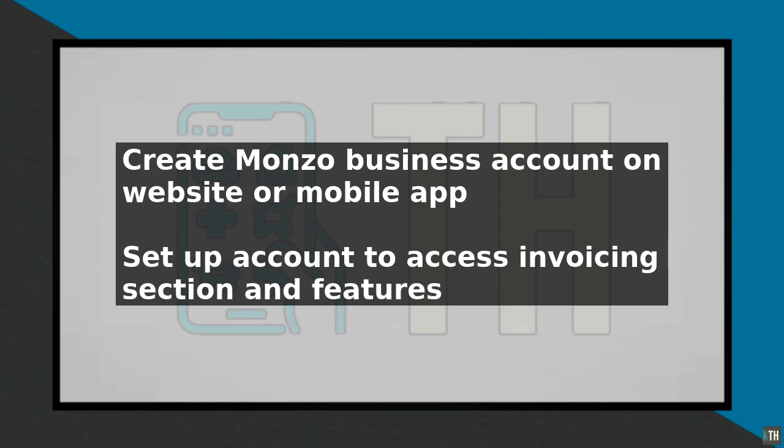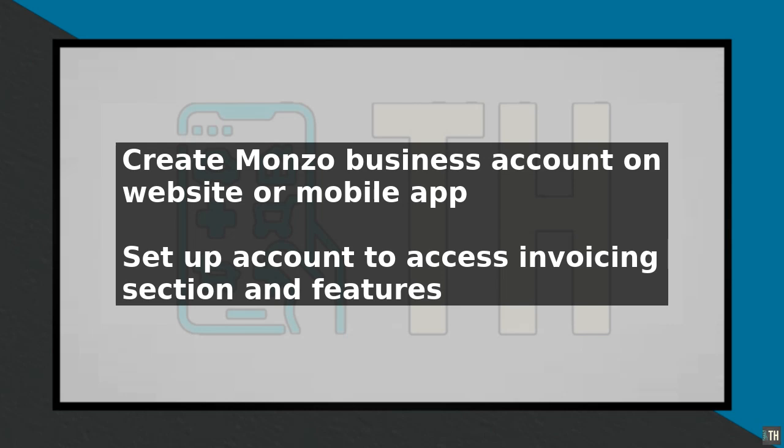First, log into your Monzo business account on the website or mobile app. Navigate to the invoicing section, which can usually be found under the Business tab. Click on the Create Invoice button to start the process.